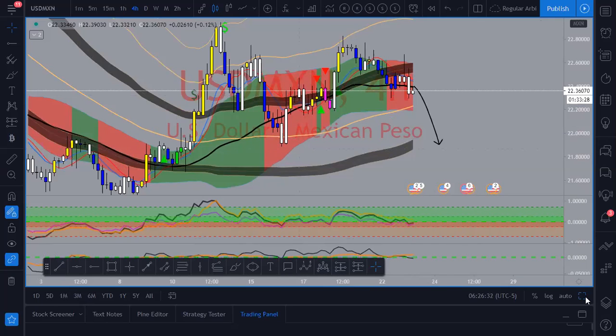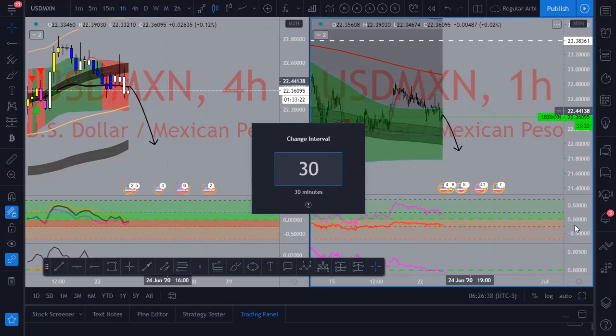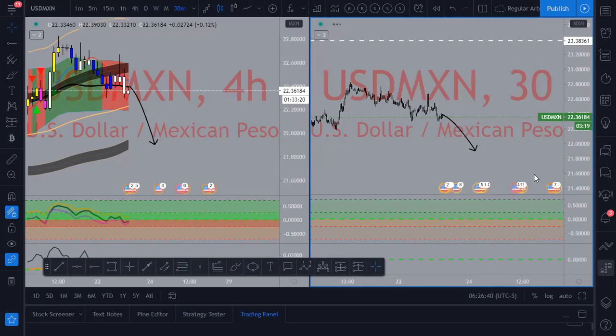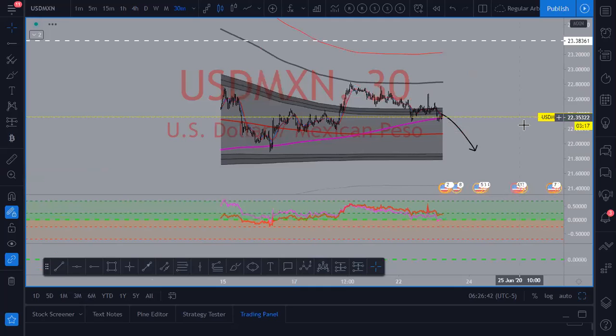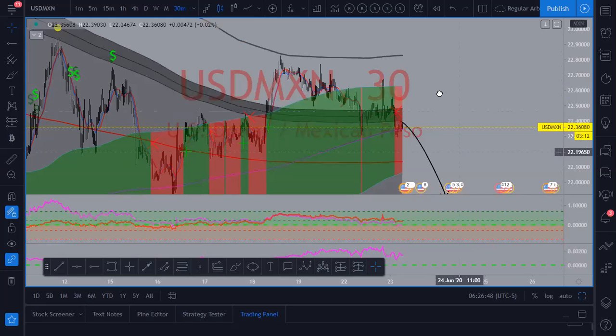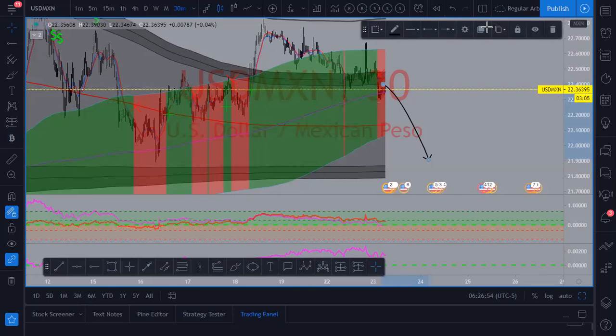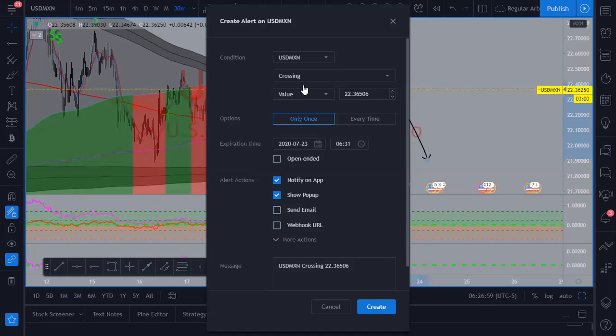Hold on, let me check for one more thing. Let me see what this 30-minute looks like. All right, so the 30-minute is basically like the 4 hour arbitrage, and this kind of looks like it wants to sell too. I'm going to go ahead and set up an alert on the 30-minute time frame to tell me if it's going to sell or not, and then I can make my decision then.